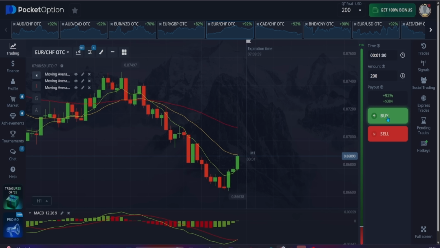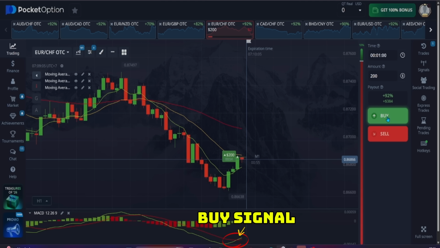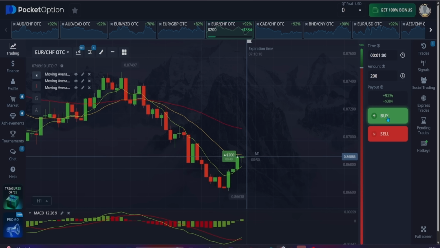I'm entering a buy position here based on the confirmation from the MACD. As you can see, the green MACD line is crossing upward above the red line, and at the same time, the green histogram is expanding. This tells us that bullish momentum is building, and the buying pressure is getting stronger. That's why this entry is considered valid according to our rules. Now let's stay patient and observe how the price moves.